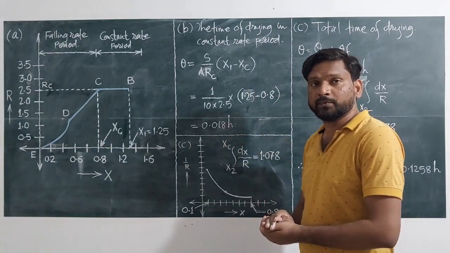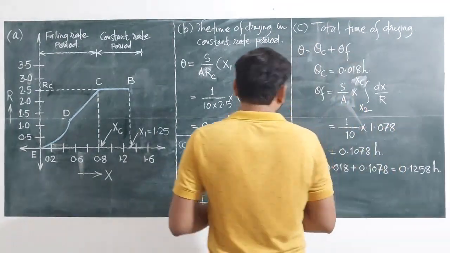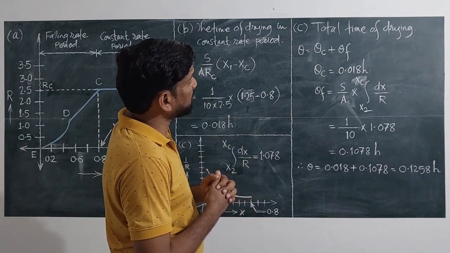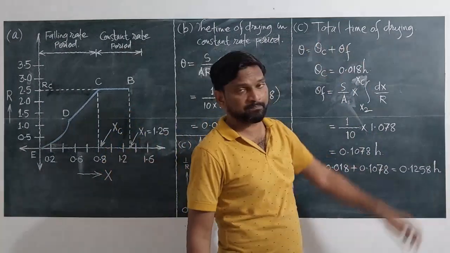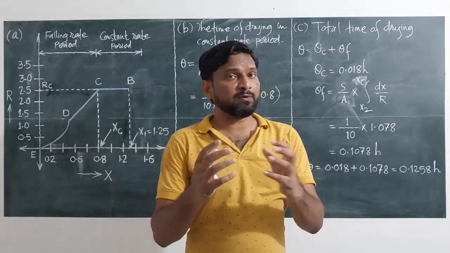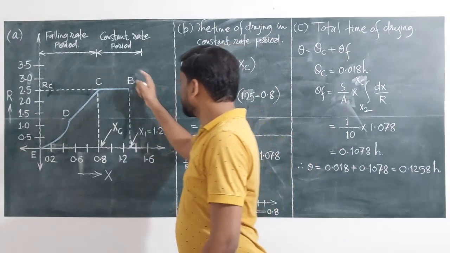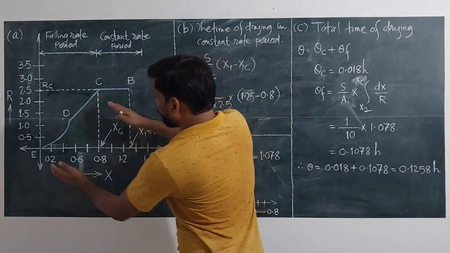Now switching over to part C. What is asked in part C? It's the total time of drying. Total time of drying means the drying time over the constant rate period and the following falling rate period.